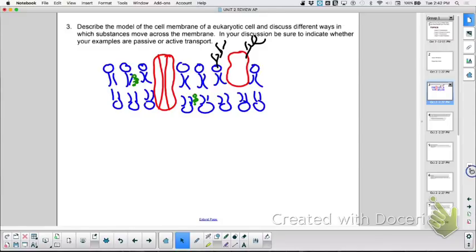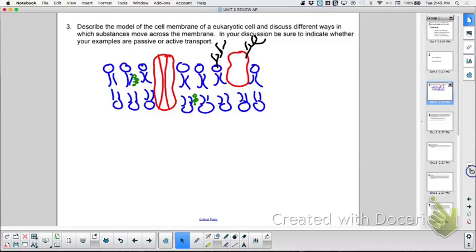Now, if you're larger or charged, one way would be to use a channel or a carrier. If you go with the gradient, it's called passive. If you go against the gradient, active. But proteins serve other roles other than channels and carriers. They are what? Cell recognition, receptors, enzymatic, and then we talked about junctions. Adhesion junctions, remember the different ones? Tight junctions, gap. Okay, so it says, and discuss different ways in which substances move across the cell membrane.